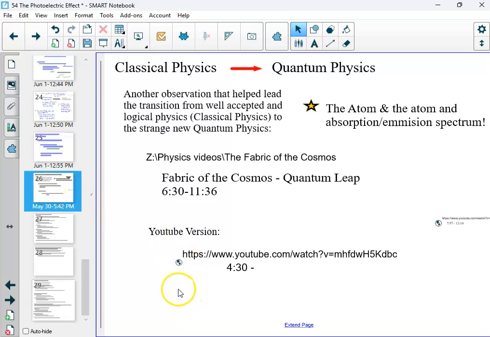Oh yeah, I want to do this for sure. So I'm gonna click on this one. No, that one doesn't work anymore. Fabric of the Cosmos. Still need pause.